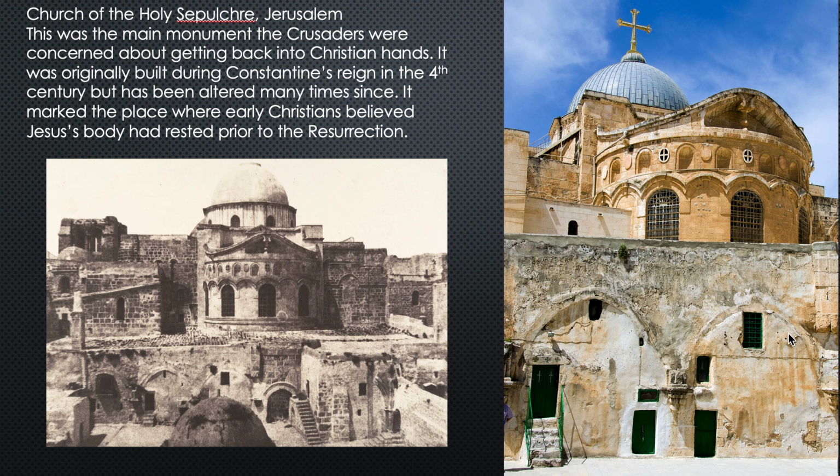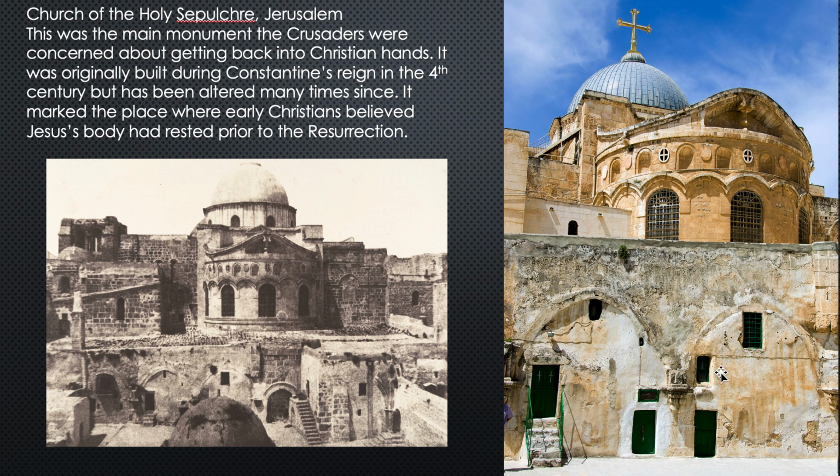And then this was the prize, according to what my research found. This is the Church of the Holy Sepulchre, Jerusalem. This was the main monument the Crusaders were concerned about getting back into Christian hands. It was originally built during Constantine's reign in the 4th century, but it's been altered many times since. It marked the place where early Christians believed Jesus' body had rested prior to the resurrection. So, this is a nice old photograph showing the historical place with this rounded apse and this dome up here.